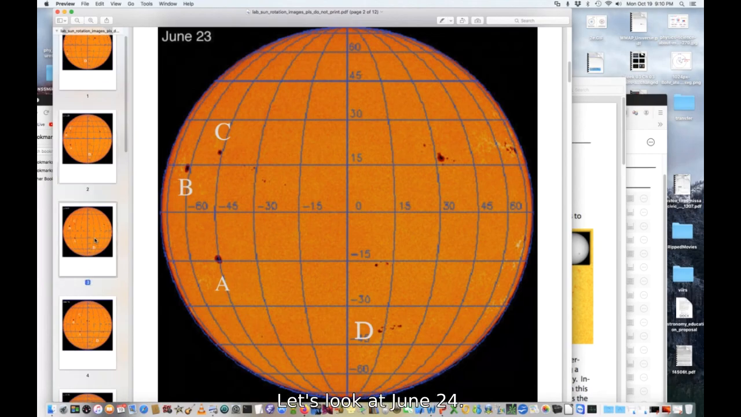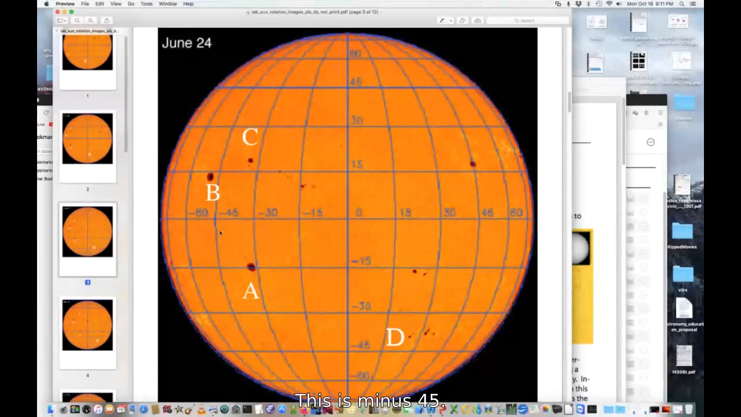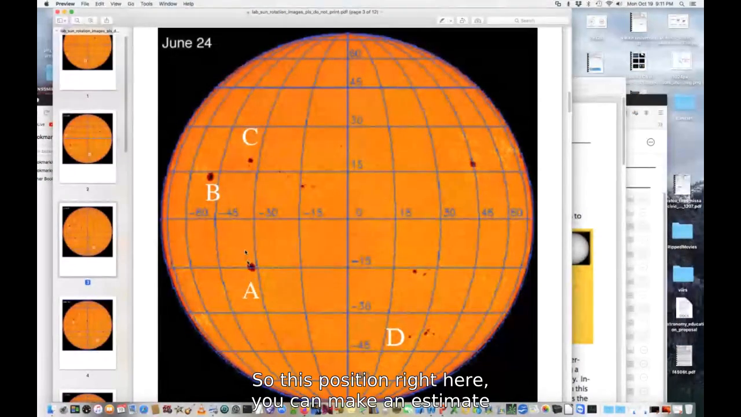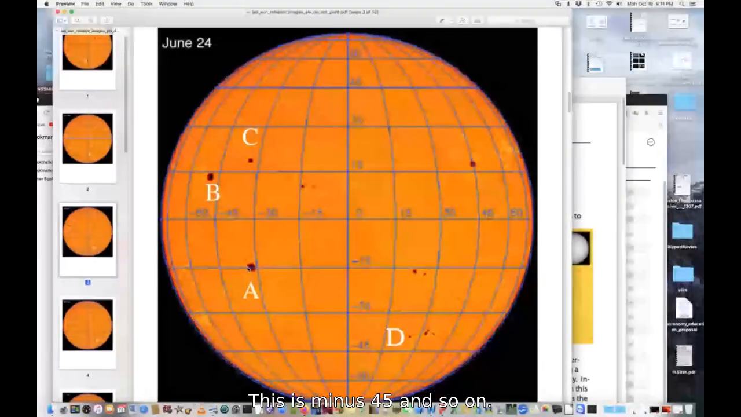Let's look at June 24th. A has again moved to the right. Again, it's at latitude minus 15. What about longitude? Now you have to make an estimate. Remember, this is minus 30 and this is minus 45. This position is right here, so you can estimate it is about minus 32 or 33. Make an estimate, because this is minus 30, this is minus 45, and so on.